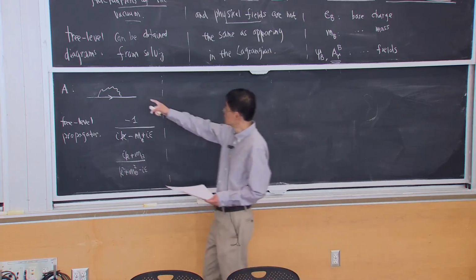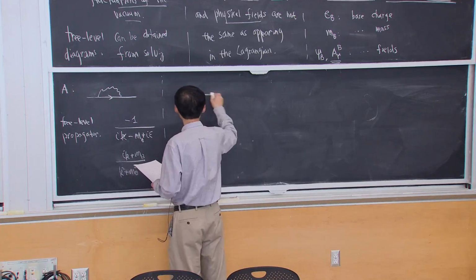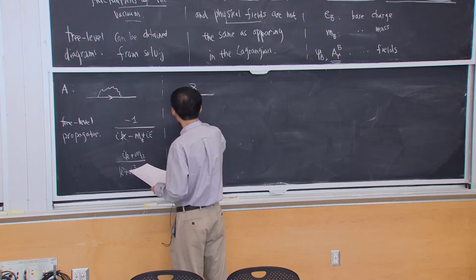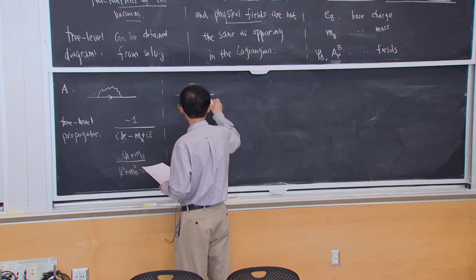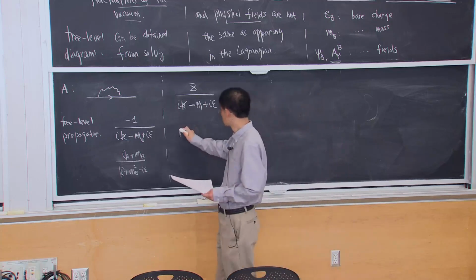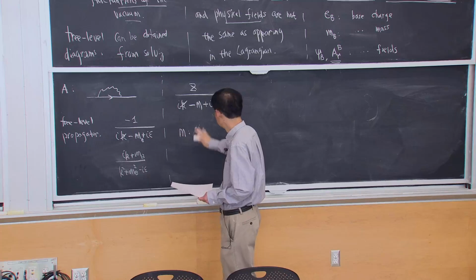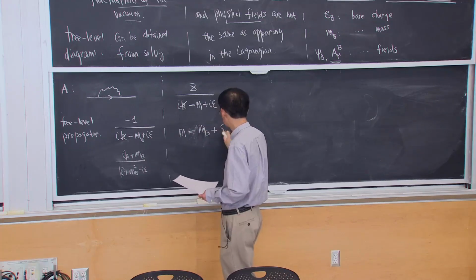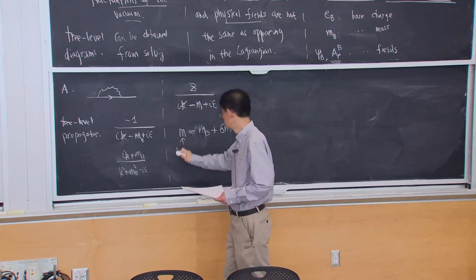Now when you include such corrections, you find your propagator modified into the following: Z divided by (i k slash minus some other mass plus epsilon). This mass is no longer the same. This physical mass is now m_B plus some correction. So this is the physical mass.